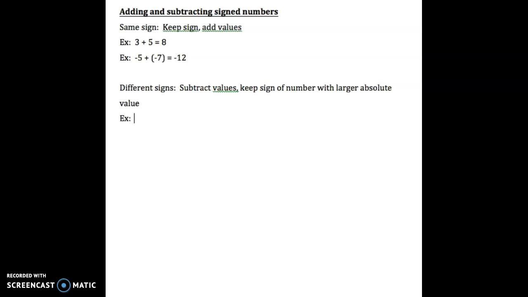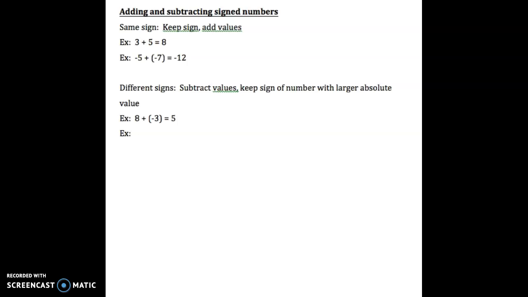For example, if I want to add 8 plus negative 3, well, 8 is positive, negative 3 is negative, so I'm going to subtract the values. 8 minus 3 is 5, and I'm going to keep the sign of the one that's farther away from 0. That's 8. 8 is positive, so my result will be positive, positive 5.